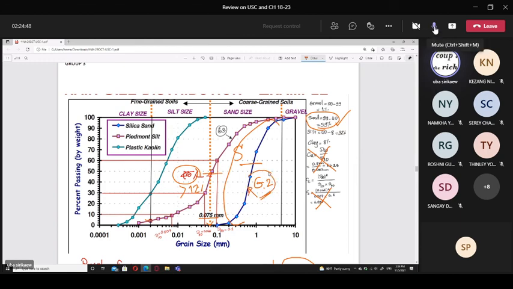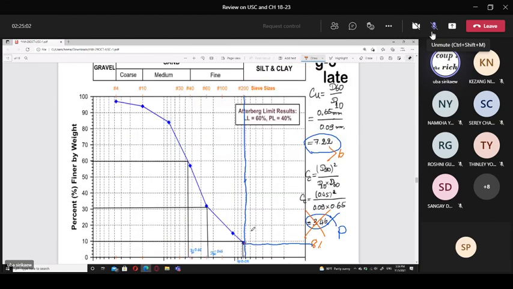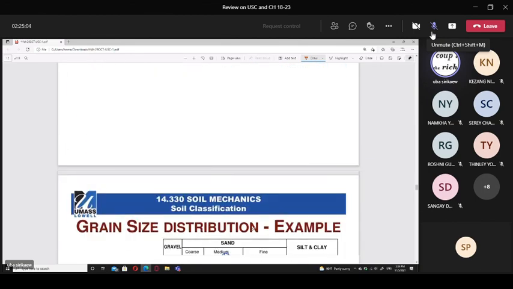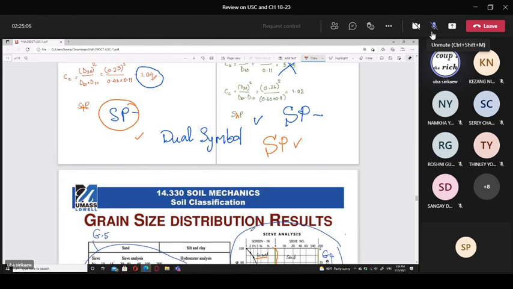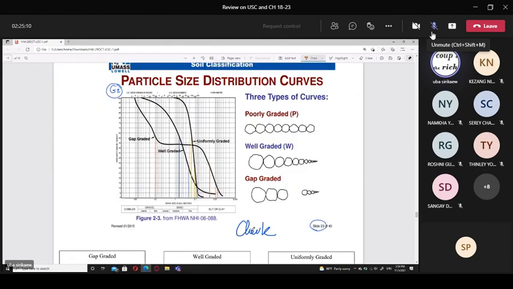Group number 3 or 2 again. Group number, oh sorry, group number 3. Group number 3. Group number 4. Group number 4. Are you there, group number 4? Yes, Sergeant.